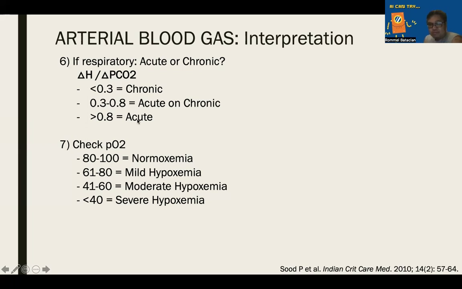You also check the PO2. So again, the normal value is 80 to 100 millimeters mercury. So that's normoxemia. If it is 61 to 80 millimeters mercury, it's mild hypoxemia. 41 to 60 is moderate hypoxemia, and less than 40 is severe hypoxemia.